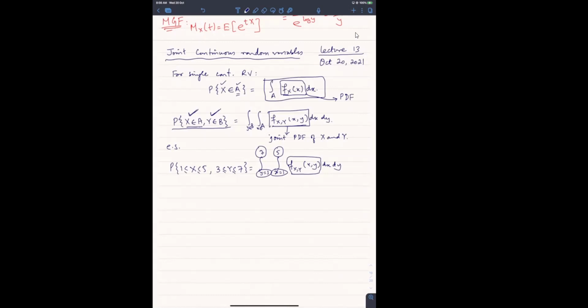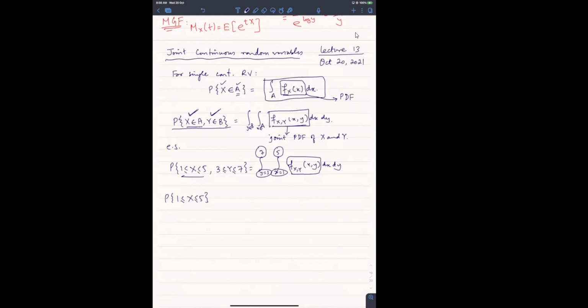Even if we have a probability question only about x, what is the probability x is between 1 and 5? This joint PDF will also answer that question. How? If I'm asking what is the probability x is between 1 and 5, this is a question for which I only need the marginal PDF of x. I don't need the joint PDF.